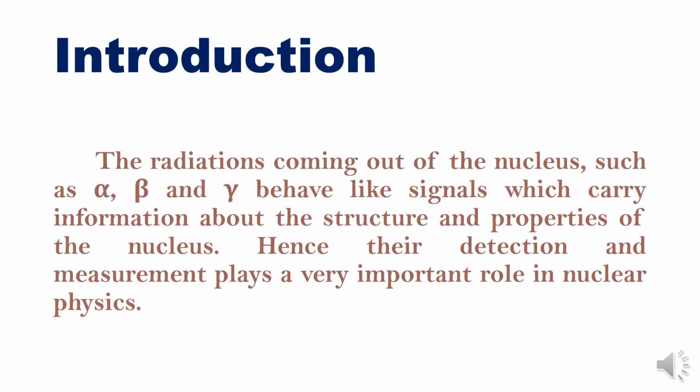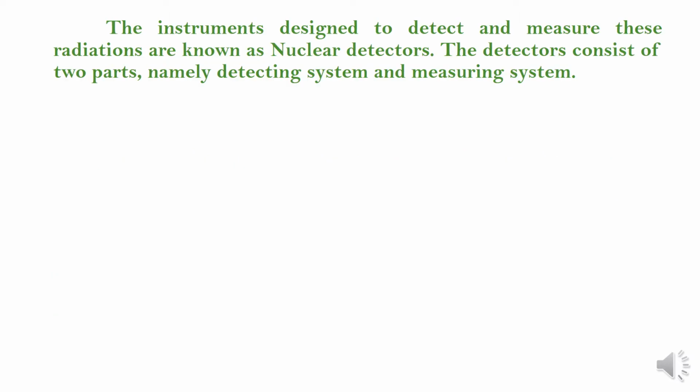The radiations coming out from the nucleus, such as alpha, beta, gamma, behave like signals which carry information about the structure and properties of the nucleus. Hence, their detection and measurement play a very important role in nuclear physics. Therefore, the scientists have designed certain instruments which are called nuclear detectors. Nuclear detectors are nothing but instruments designed to detect and measure these radiations.